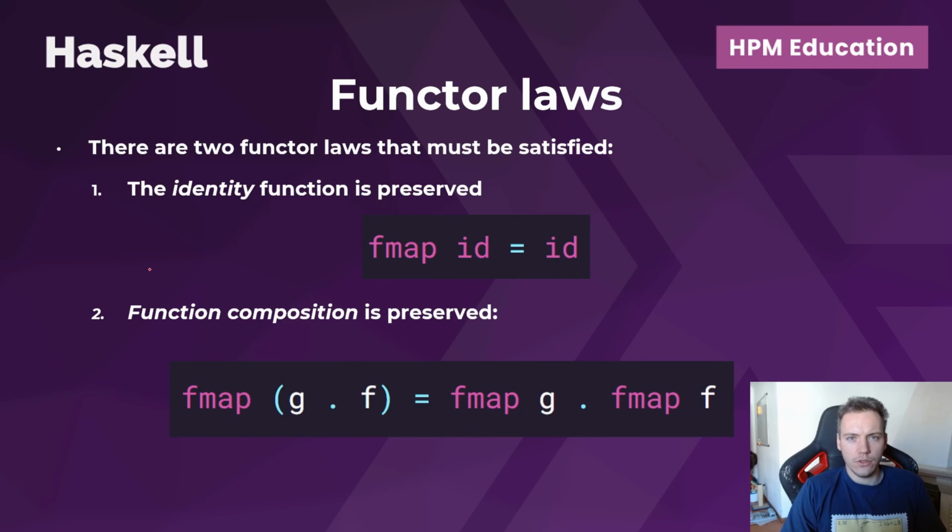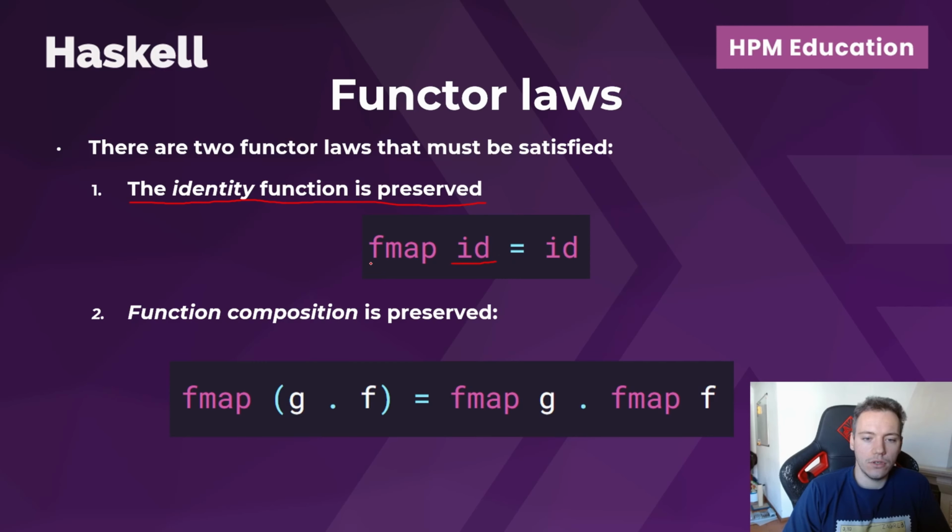Finally, we'll take a look at functor laws, which are laws that ensure that a given instance of the functor type class is valid. In other words, that the fmap method for that type is defined correctly. There are two laws. The first one is that the identity function is preserved. The identity function we haven't seen before, but it's this function id, and it's a very simple function that simply returns its argument unaltered. Right, so if we say id of 1, we will get back 1. It doesn't do anything to its argument, it simply returns it.